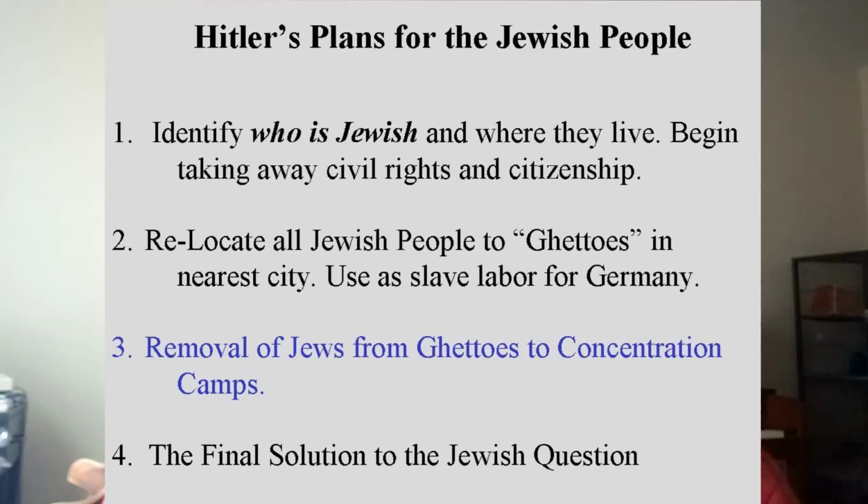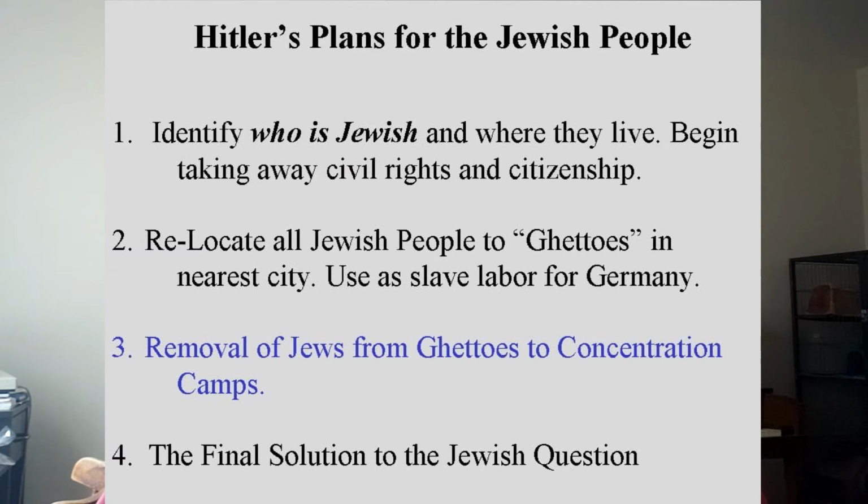So here's the big plan for Hitler and the Jewish people. And we've talked about the first two steps already. Identify who is Jewish and where they live, and take away their rights. Now that happened in Germany as well as any country that Germany took over: France and Belgium and part of Russia and obviously Poland, but other countries as well.